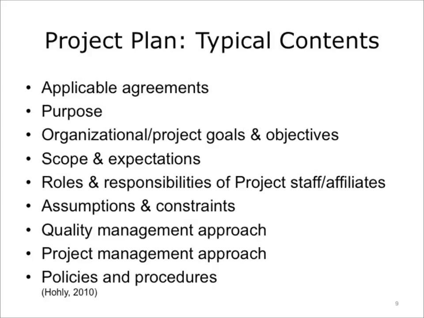A typical project plan formalizes the following: agreements between the employer, the project team, contractors, and anyone else affiliated with the project. The project's primary purpose. Organizational, institutional, and project goals and objectives as to their relationship to the project's outcomes. Scope and expectations. Roles and responsibilities of project staff and affiliates. Assumptions and constraints. Quality management approach. Project management approach. And policies and procedures that must be adhered to for the project's success.